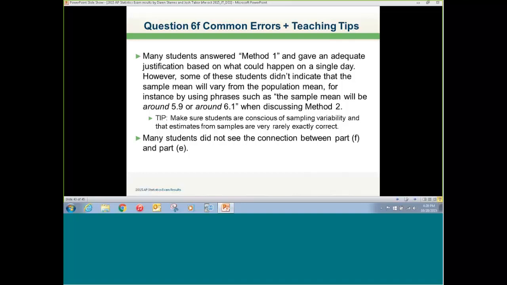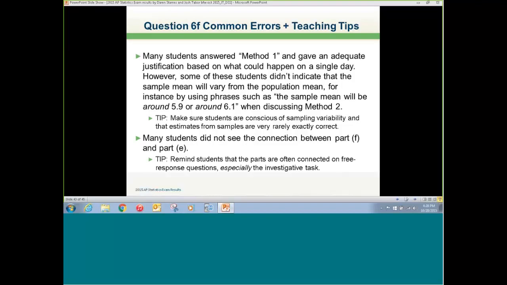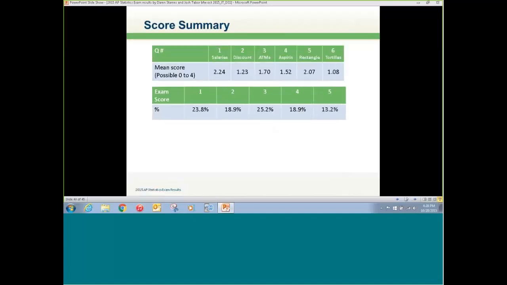And then many students did not see the connection between Part F and Part E. The tip here is to remind students that the parts are often connected on free response questions, especially on the investigative task. A very typical investigative task will start students in comfortable territory with questions that they've seen before, and then take them on a journey where they discover something new or do some interesting task. And oftentimes there are intermediate steps that are sometimes quite easy that are provided so that students can reach the destination that the test development committee wants them to reach. So recognize that lots of times the parts are connected, especially on question 6. All right, so that's the review of question 6.